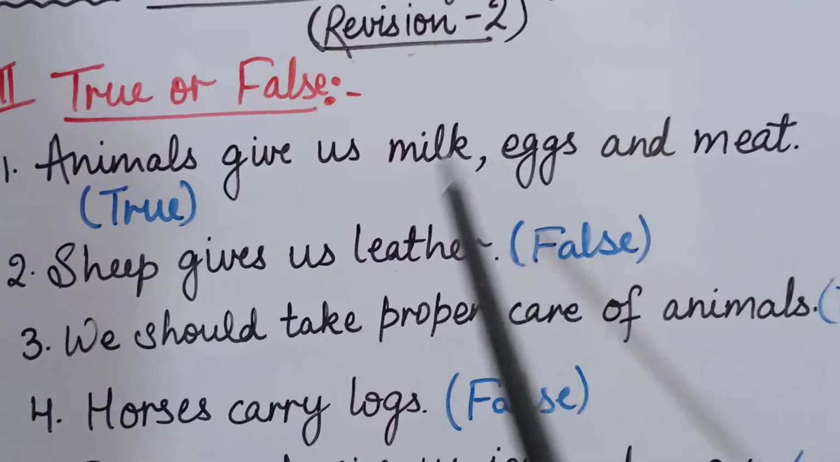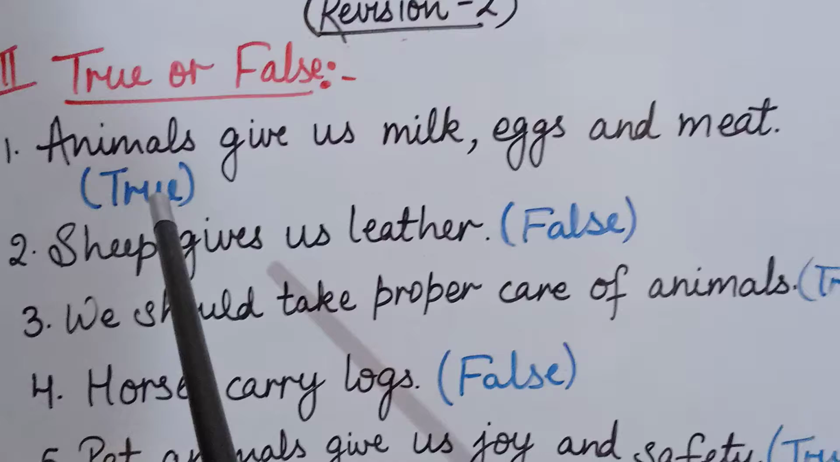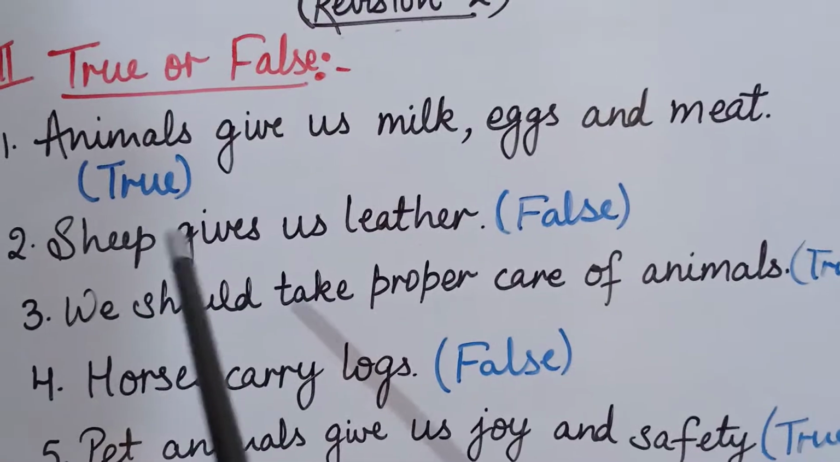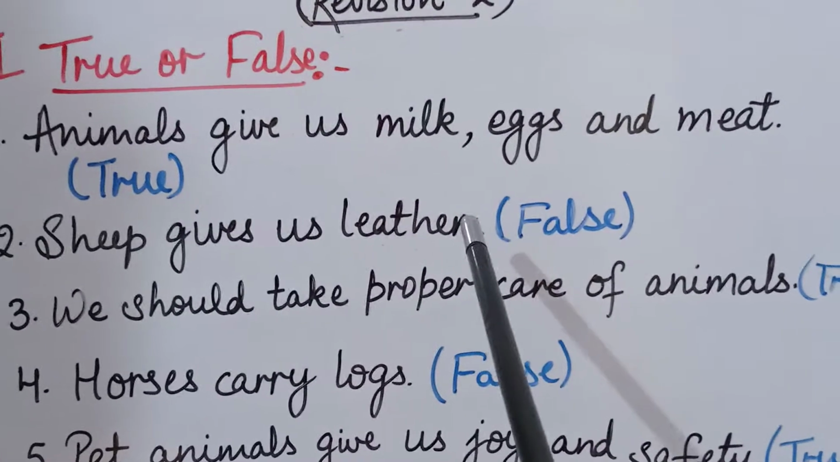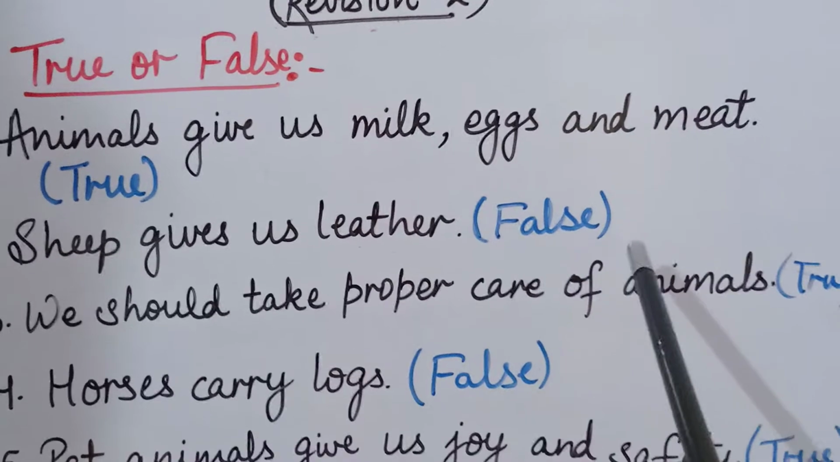First one is animals give us milk, eggs and meat. Animal से हमें milk, eggs और meat मिलता है. Is it true or false? Yes, this is true. So you will write TRUE. Second, sheep gives us leather. क्या हमें sheep से leather मिलता है? Is it true or false? Yes, it is false. FALSE.